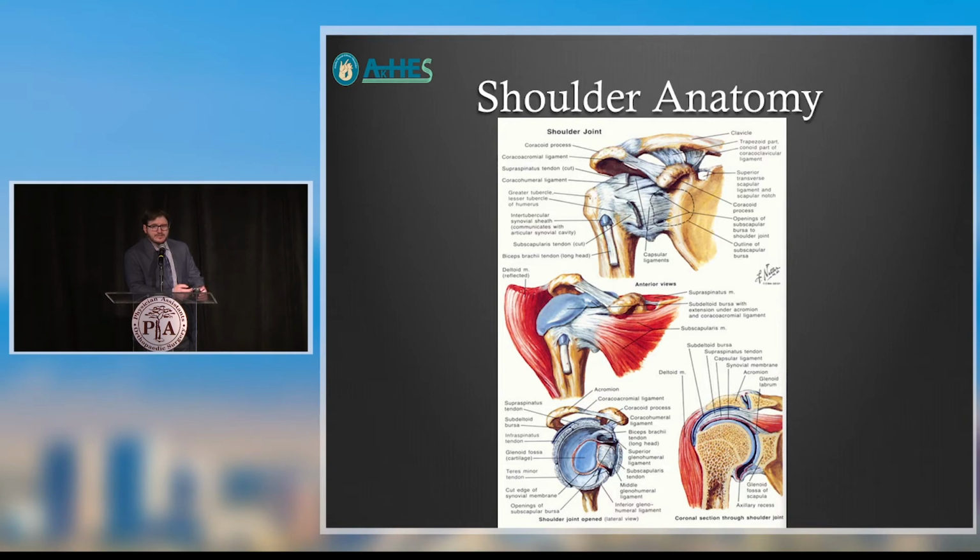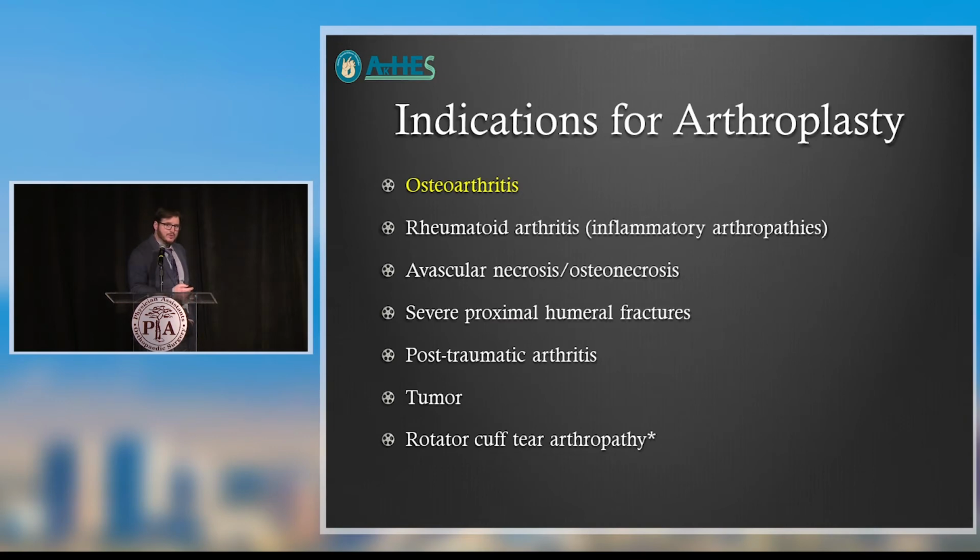As far as the indications for shoulder replacement or arthroplasty, number 1 is going to be osteoarthritis. That's the main one that people are going to think about. Also, the inflammatory arthropathies, avascular necrosis or osteonecrosis, fractures, other kinds of arthritis such as post-traumatic arthritis or tumor, and then a little bit newer one, at least in relation to the other ones that we talk about, which is the rotator cuff tear arthropathy.